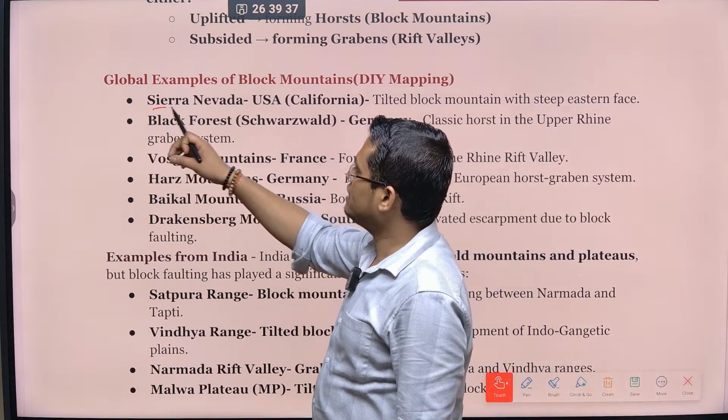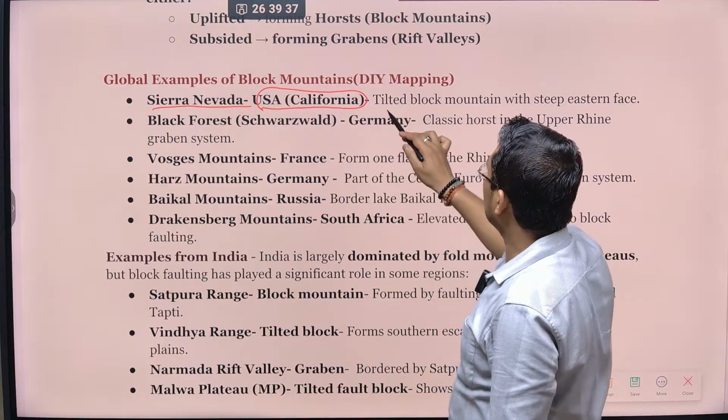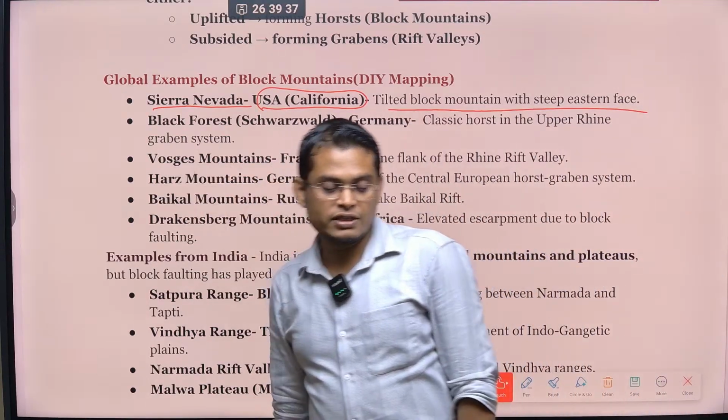So first one is Sierra Nevada. Where is Sierra Nevada? It is in USA, California. It is a tilted block mountain with a steep eastern face. So please remember the name of this mountain.